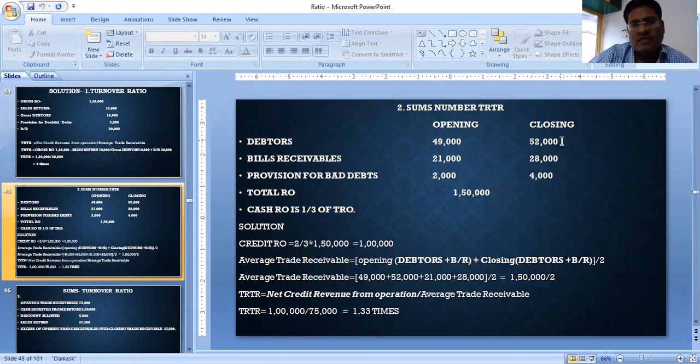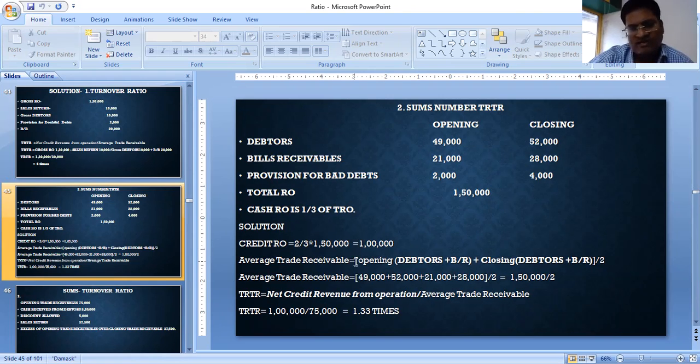Debtors opening balance is 49,000 and closing balance is 52,000. Bills receivable opening balance is 21,000 and closing balance is 28,000. Provision for bad debts 2,000 is the opening balance and 4,000 is the closing balance. Total revenue from operation is 1,50,000. Cash revenue from operation is 1/3 of total revenue from operation; 1/3 of 1,50,000 will be 50,000. Therefore, credit revenue from operation we can easily understand is 1 lakh. We have taken one third as cash, so it will be two third credit, 1 lakh.